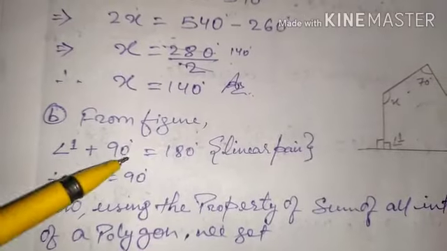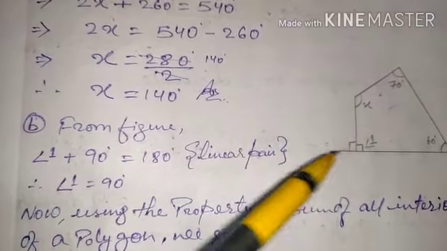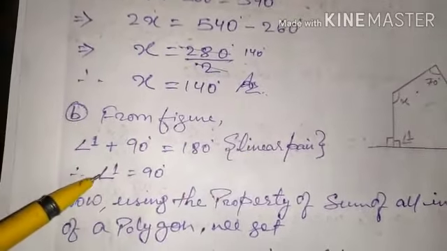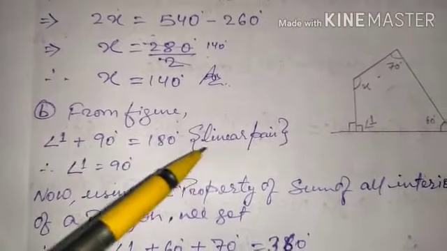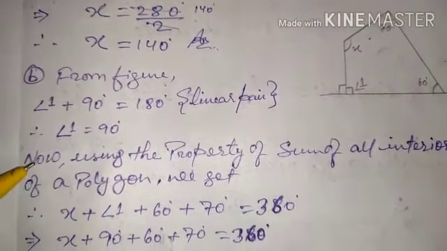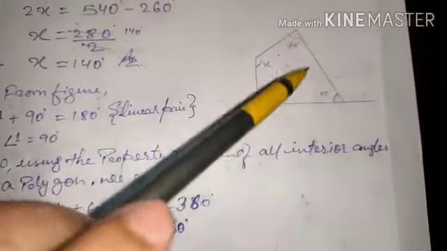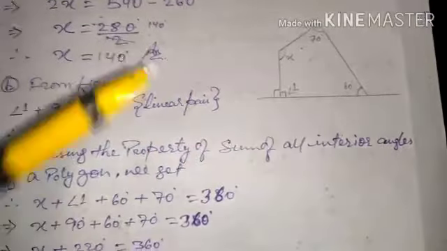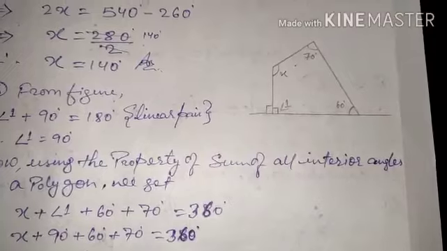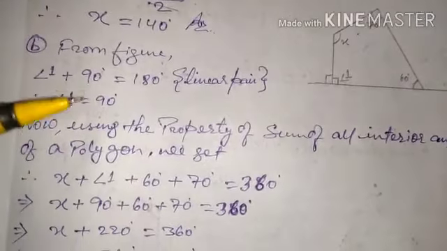Now angle 1 plus 90 degrees is equal to 180 degrees from this figure, again using the linear pair property. So angle 1 is equal to 180 minus 90, directly I had written angle 1 is equal to 90 degrees. Now again using the angle sum property of the quadrilateral, that is 360 degrees. I don't have to discuss it even with you all, because this is very easy for everyone.